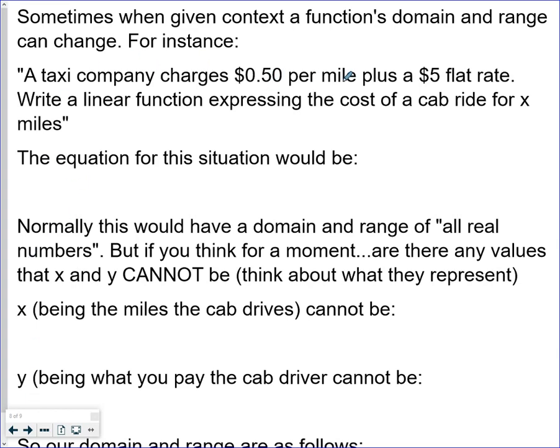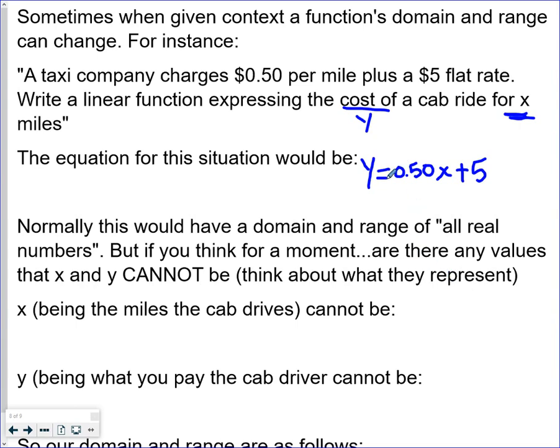We have a taxi company charging 50 cents per mile and a $5 flat rate. We want to express the cost for x miles. So this means that I want to put in the number of miles and get out the cost. So my output is the cost, that's my y. My input is the miles, that's my x. So I would say the cost of the cab, y, is equal to 50 cents per mile, so 0.50 times x, plus the $5 flat rate. That's my linear equation. 50 cents a mile, $5 flat rate.